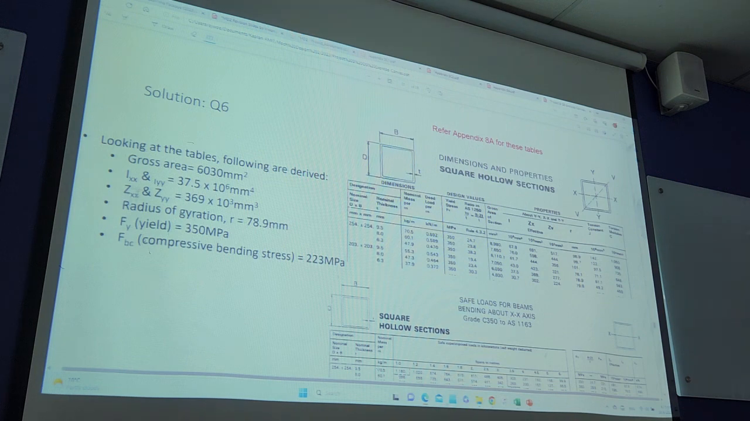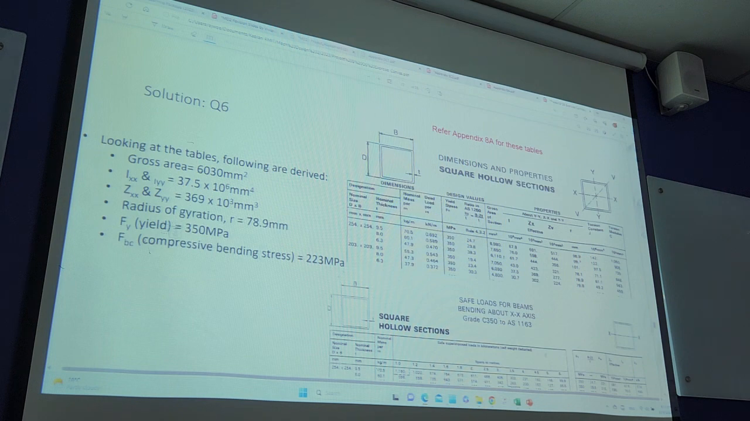So your exact value is 369. The unit is 10 power of 3 mm power of 3. Radius of gyration R is 70.9. Your yield stress or yield strength is 350 megapascal.